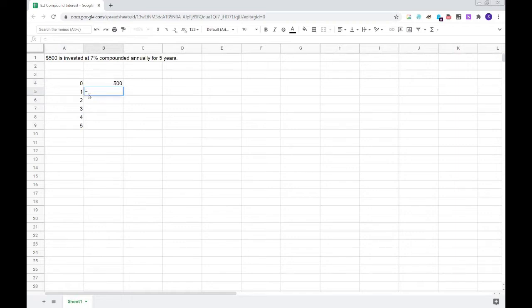And we're going to take 500 and multiply it by 107%. And that's because we want it to grow by 7%. So we get the spreadsheet to repeat this pattern, and after 5 years we have $701.28. Suppose we wanted to calculate this just using our calculator. Can we do this in one step on our calculator?